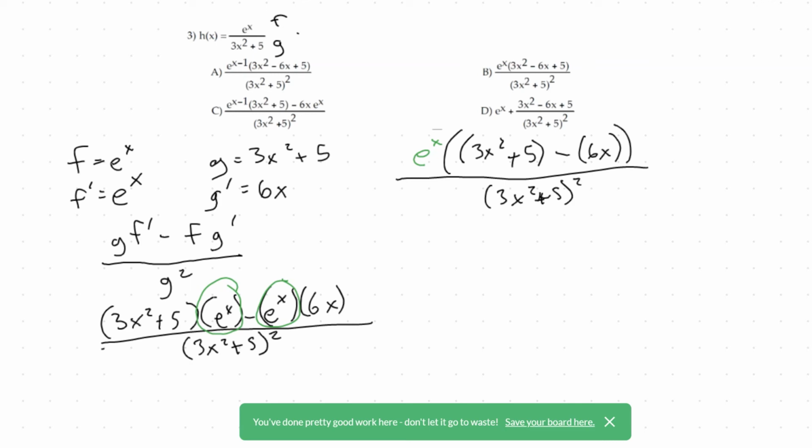Now, this looks difficult with all these parentheses. It's difficult to follow what's going on. So I'm going to get rid of the parentheses because there's no coefficient acting here, so there's nothing to distribute. I really don't need those parentheses. And I'm going to change the order of this too, because I want this to be in descending order. So I'm going to have e to the x, and then 3x squared would come first. Then I'm going to have the minus 6x, and then plus 5, over that denominator squared.